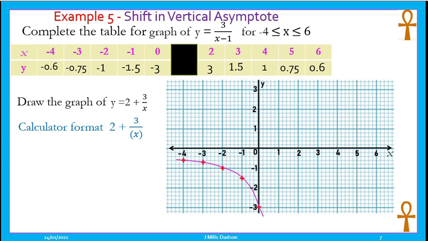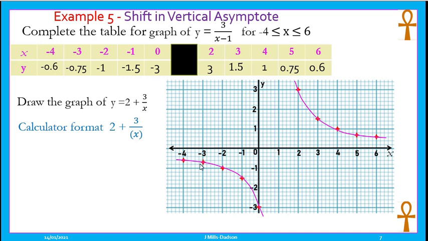First section, done. Second section. Okay. Now, let's look at the horizontal asymptote. You could see that they are both getting closer to the x-axis, which is y equals 0. So that one, no problem. No shift in the horizontal asymptote.